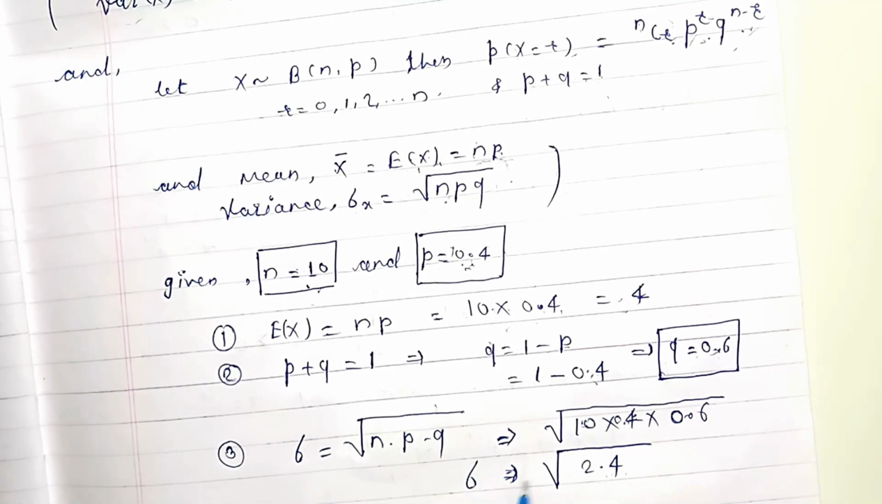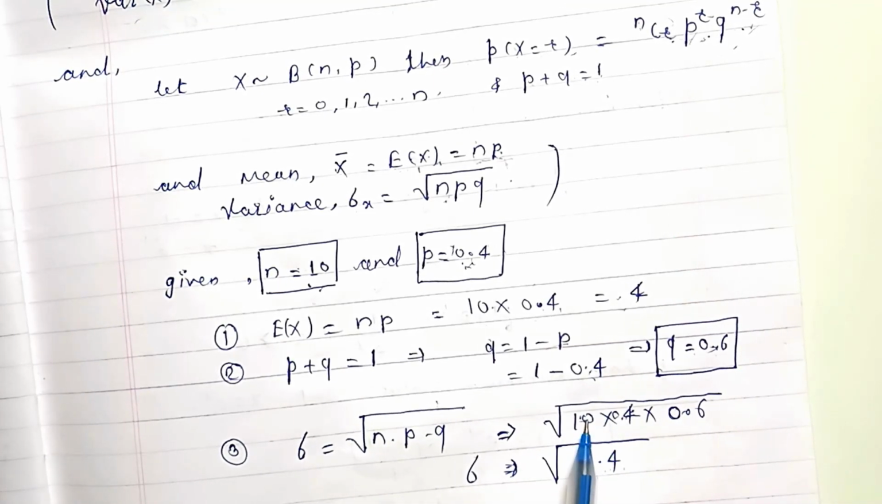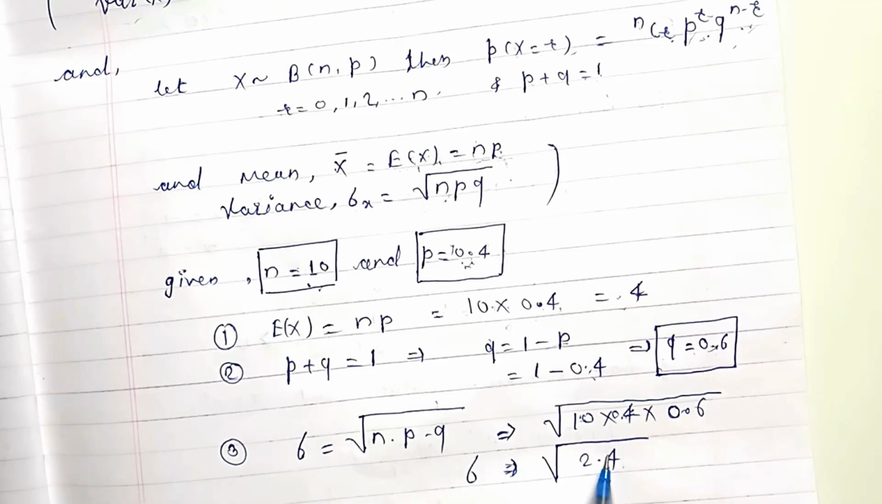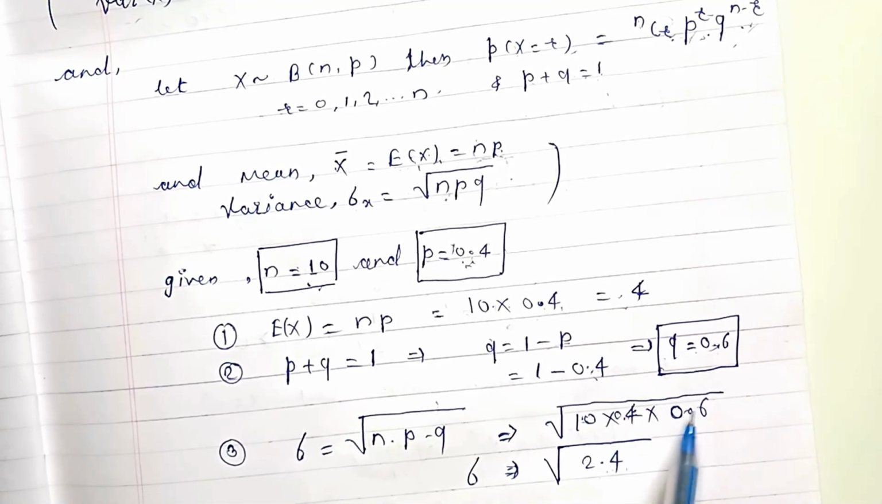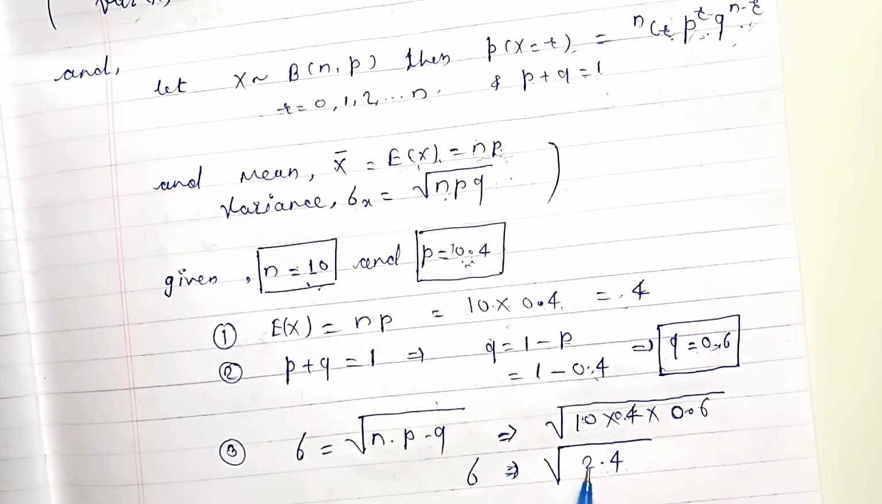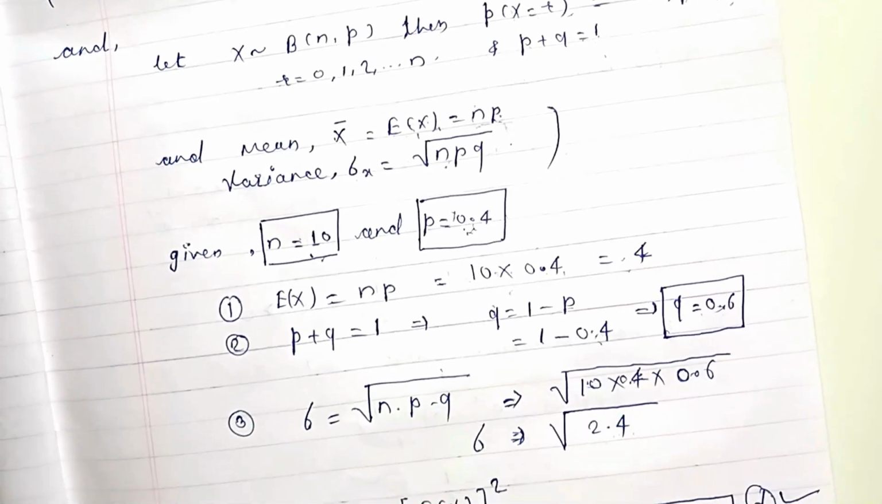Okay, so sigma can be written as the square root of 0.4 multiplied by 0.6 multiplied by 10. Okay, so it can be written as 2.4. So it is just easy multiplication. You can go for 0.4 into 10, 4 multiplied by 0.6. So you will get 2.4. Okay, so this is the value for sigma, which is the square root of 2.4.